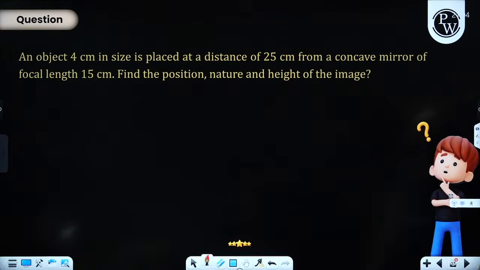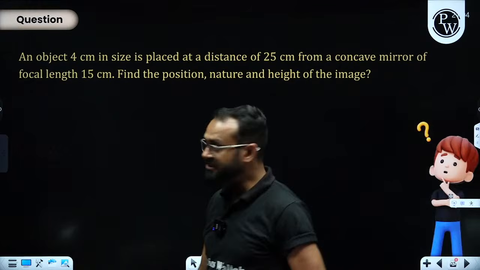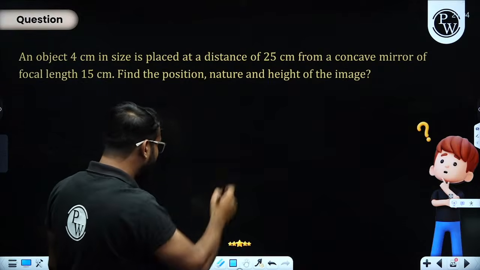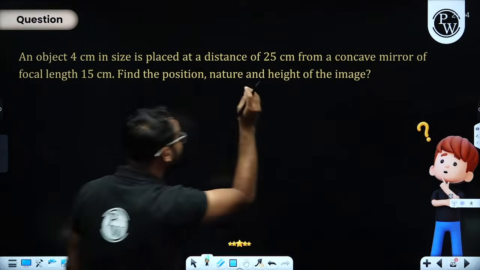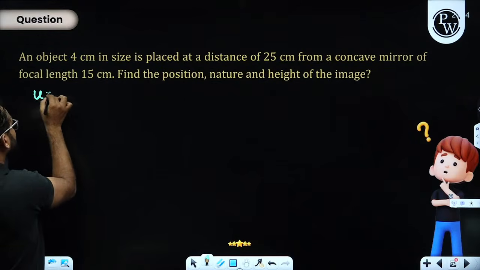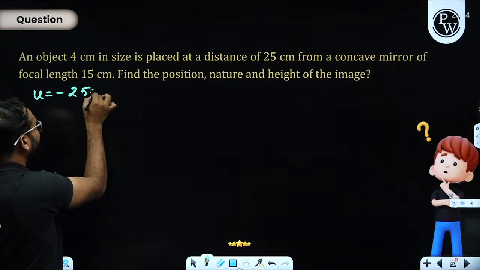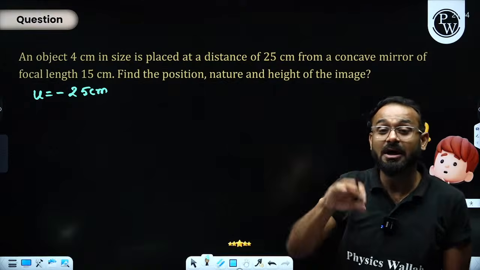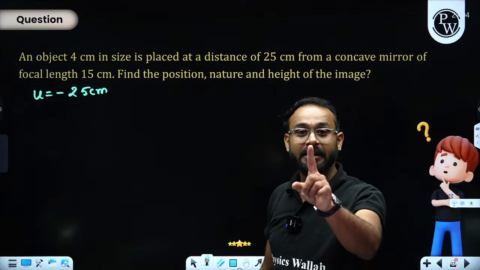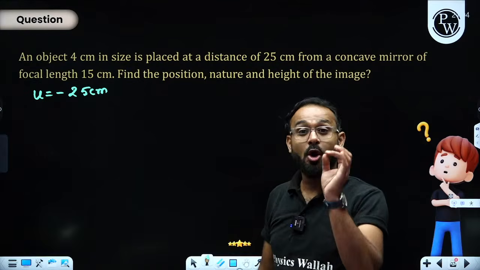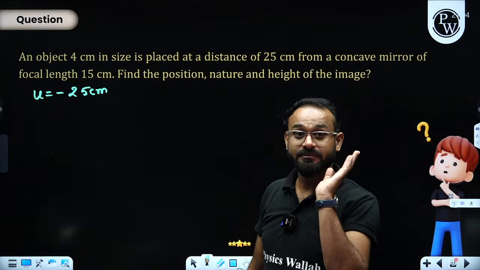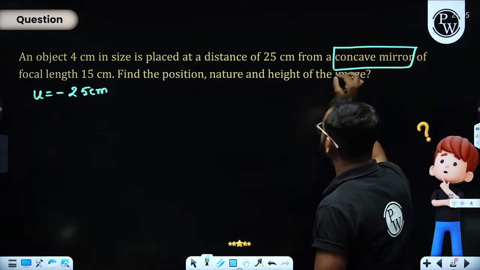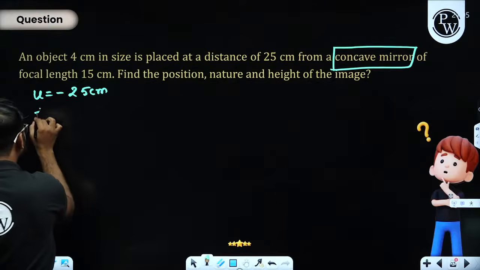Yes, sir. Now there is one question right in front of you. It says an object 4 centimeter in size is placed at a distance of 25 centimeter from a concave mirror. First of all, we need to write down the values. The object distance is given as 25 centimeter. And as I told you, the object will always be placed on the left hand side. That means I am considering negative 25. So the object distance will always be negative, sir. No problem. Concave mirror, which mirror is it? Sir, concave mirror, focal length is 15 centimeter.